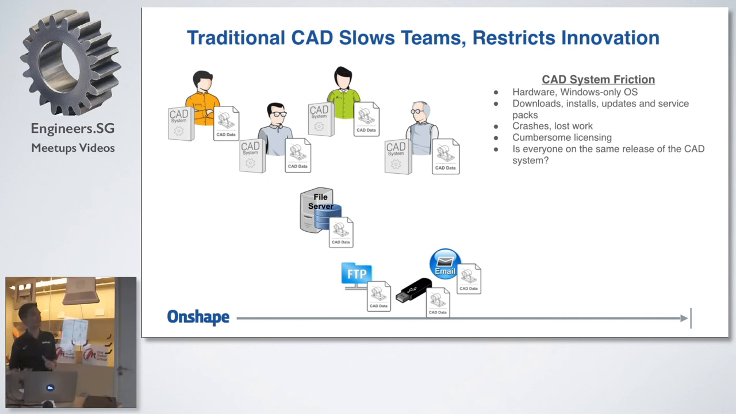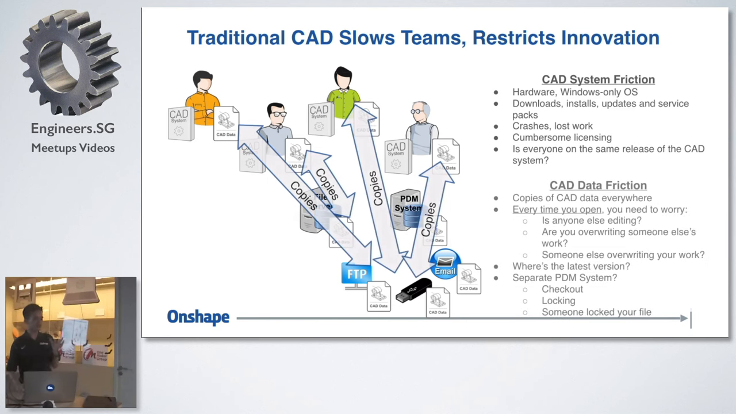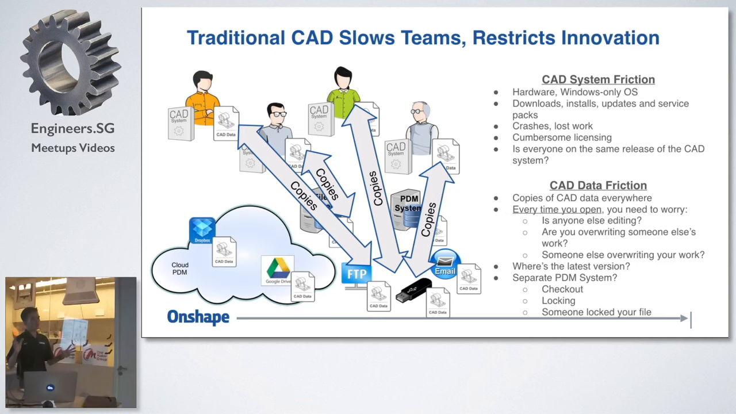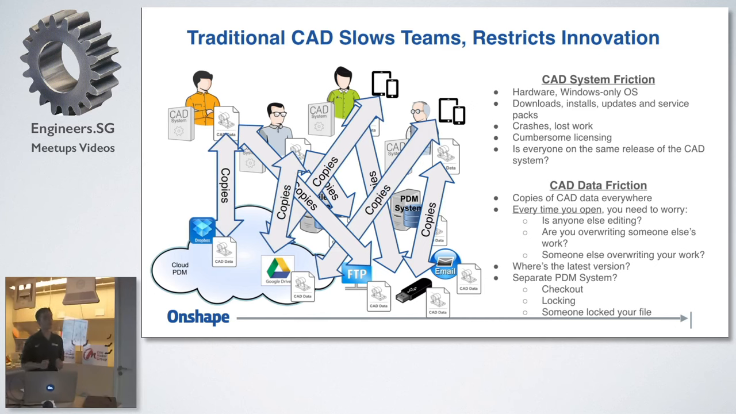Right now we have Google Drive, Dropbox, all this kind of cloud storage. So what people do is put their CAD file onto cloud storage, like Google Drive or Dropbox, so that they're sharing the file. They feel that it's effective, but it's not really effective. Why? They're actually making a lot of copies.